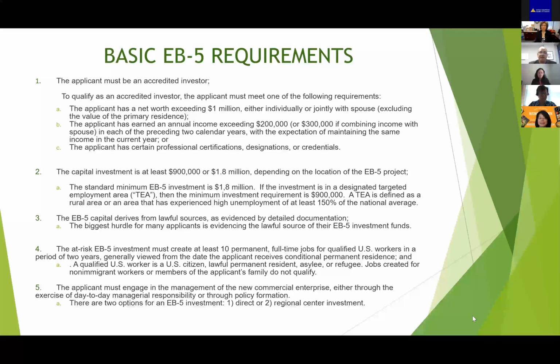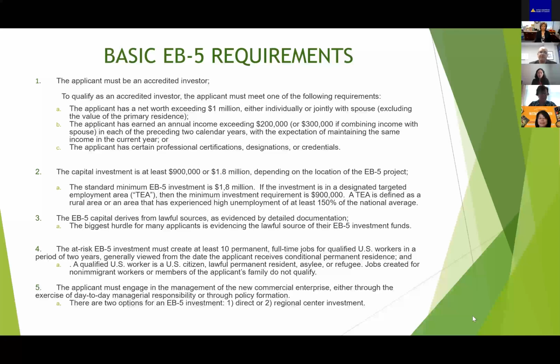To qualify for an EB-5, you have to be an accredited investor. So what is an accredited investor? You must have a net worth exceeding $1 million, either individually or jointly with a spouse. And this excludes the value of a primary residence. So if you have a $1 million home, but $200,000 in the bank, it's not going to work. You have to have a net worth exceeding $1 million exclusive of the house.